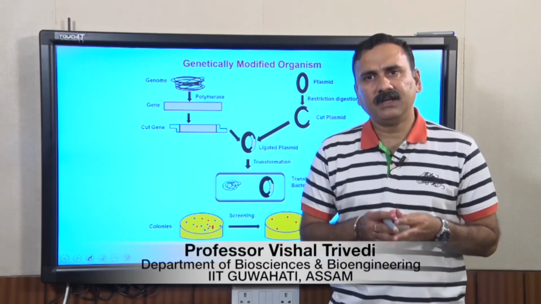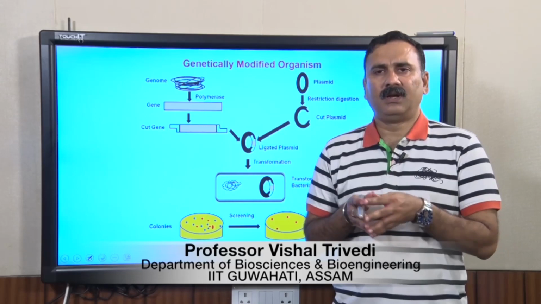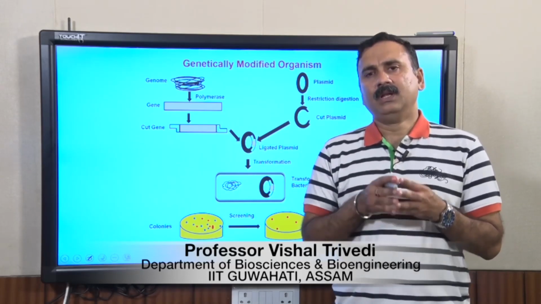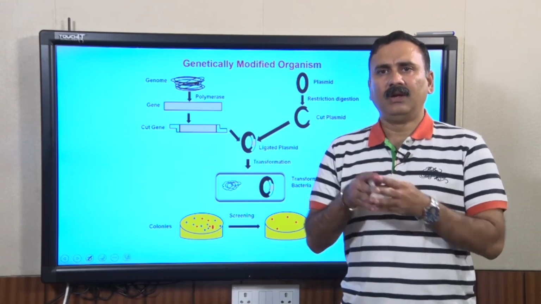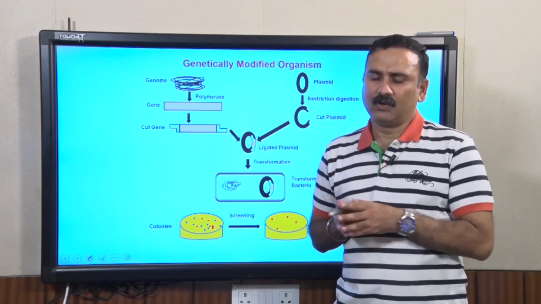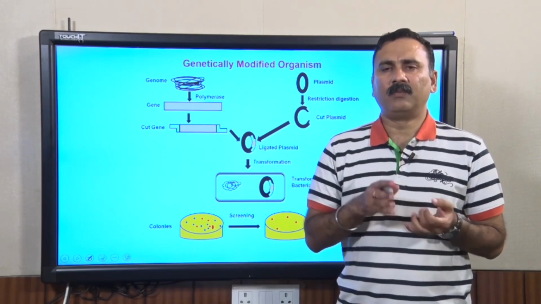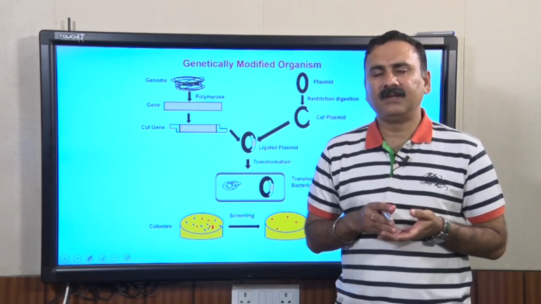Let's continue our discussion about how to generate the genetically modified organism. In the previous modules, we discussed the host, as well as the different types of vector which people are using for prokaryotic as well as the eukaryotic system.